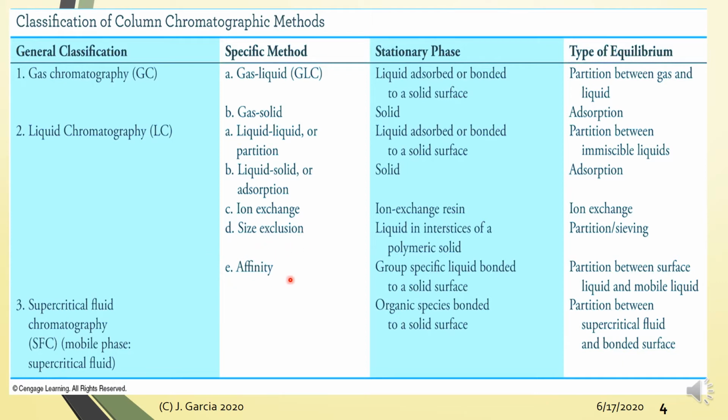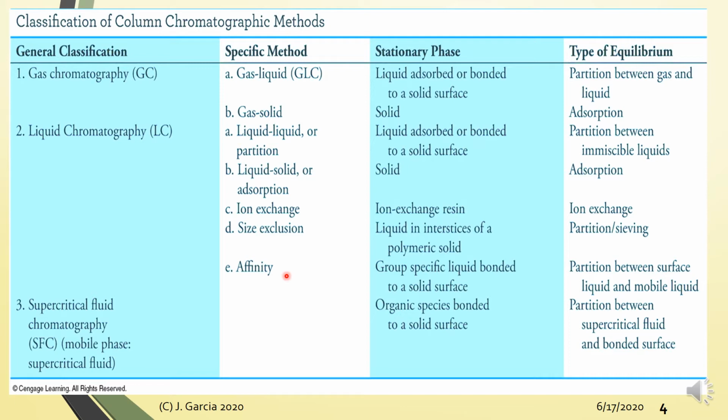Then lastly, you have your affinity chromatography, wherein you have a special group-specific liquid bonded to a solid surface, okay? And then, partitioning din naman nangyayari dito. Now, when you say affinity chromatography, you need to utilize a very special type of interaction. So, one example of affinity chromatography would be that of using the antigen-antibody interaction, for example.